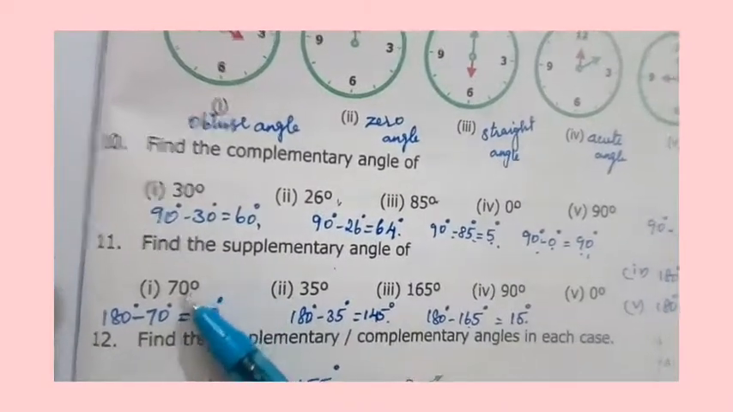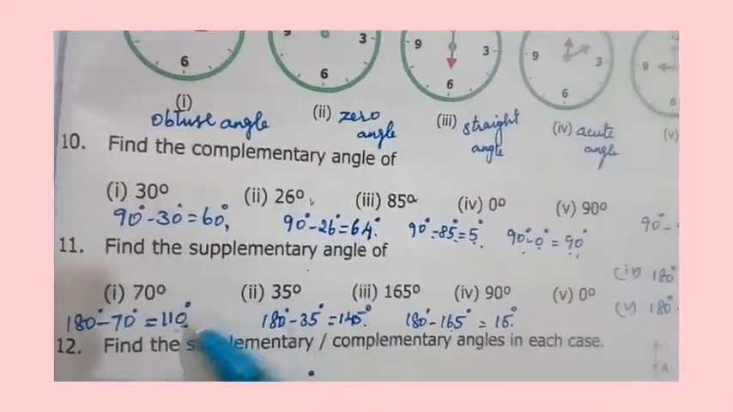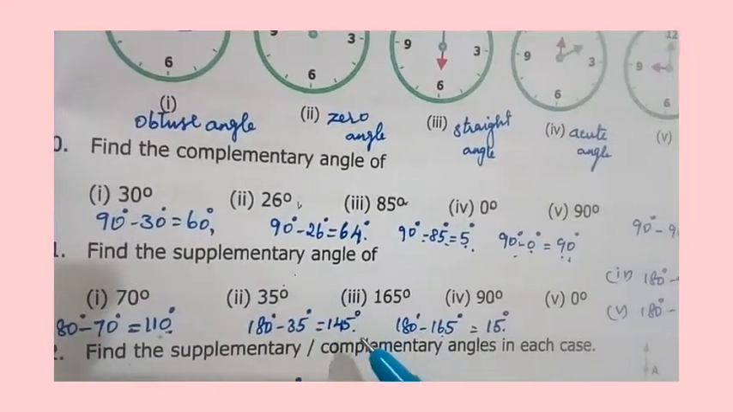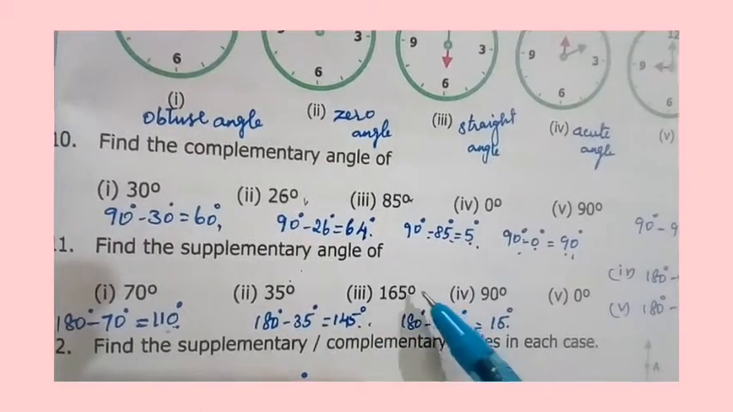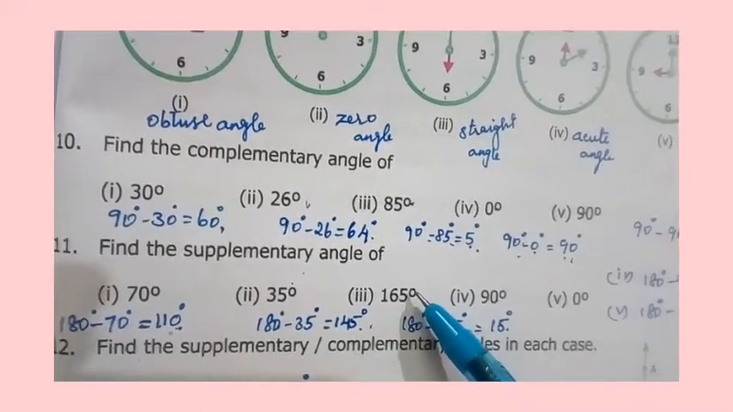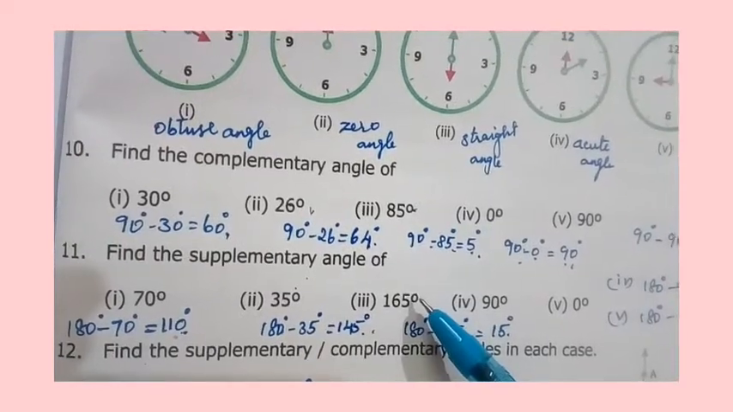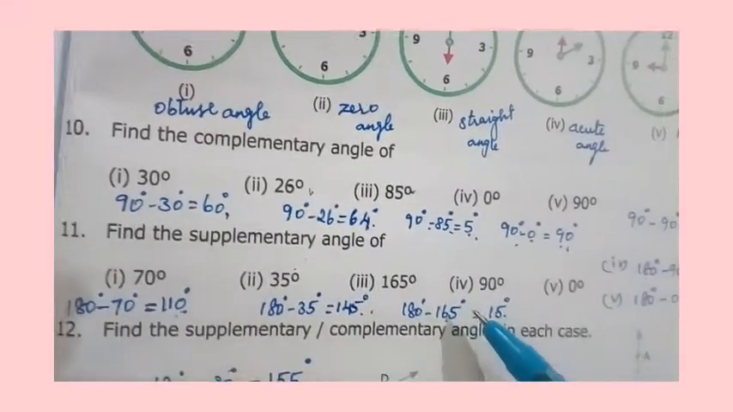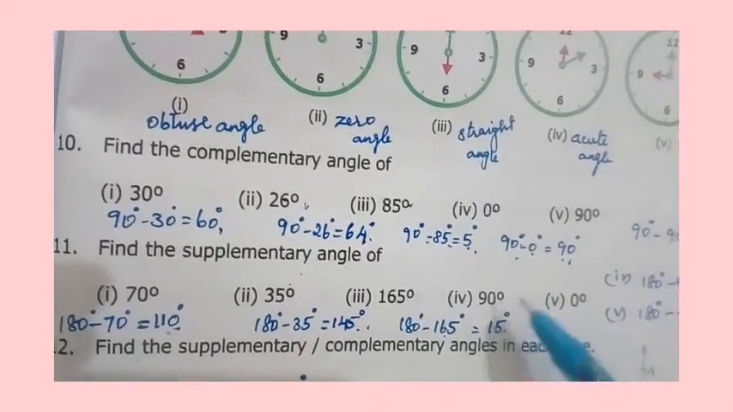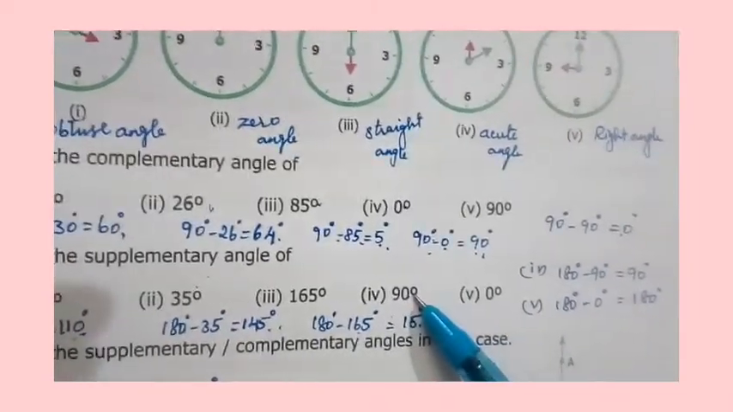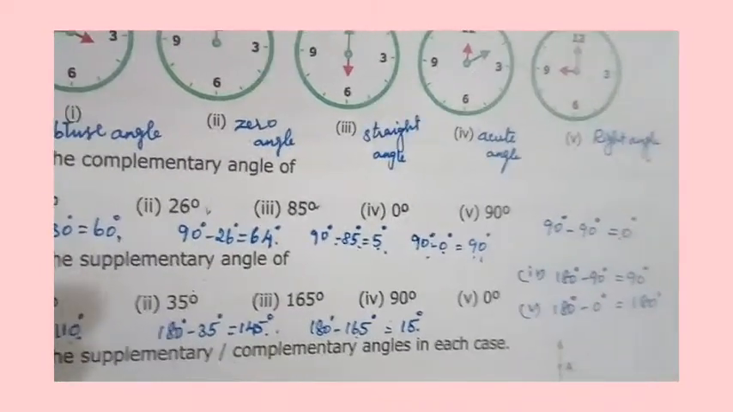180 minus 0 degrees is 180 degrees. So the supplementary angle of 70 is 110. The supplementary angle of 35 degrees is 145 degrees. The degree symbol is compulsory to write because degree is the unit of angle. So the supplement of 165 is 15, the supplement of 90 is 90, and the supplement of 0 is 180 degrees.